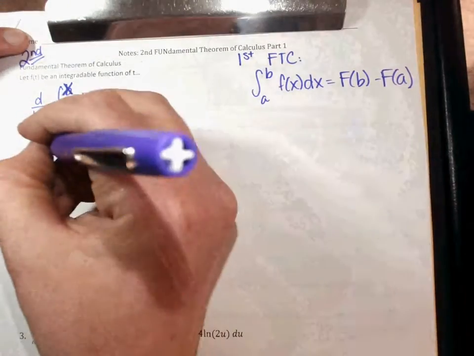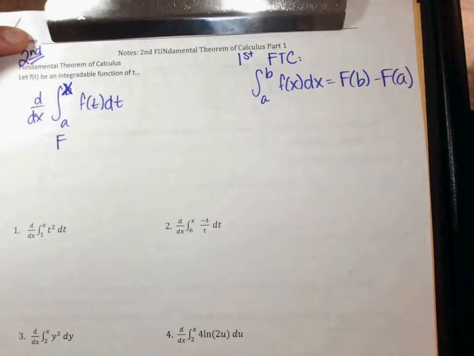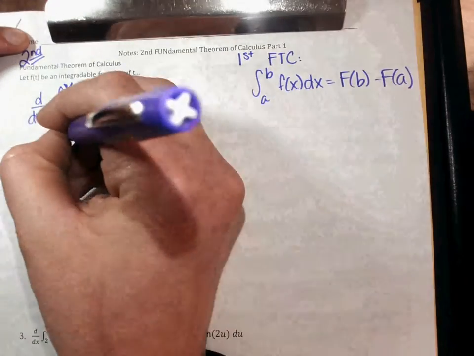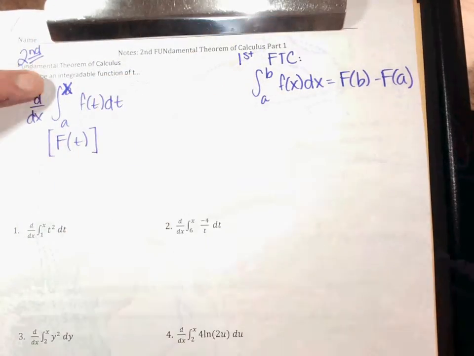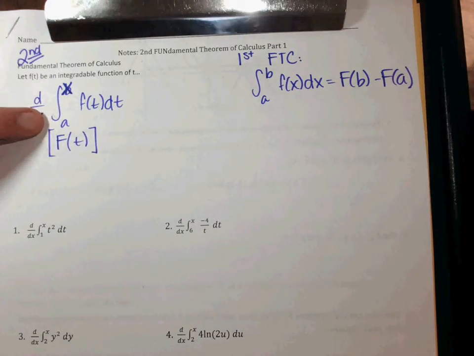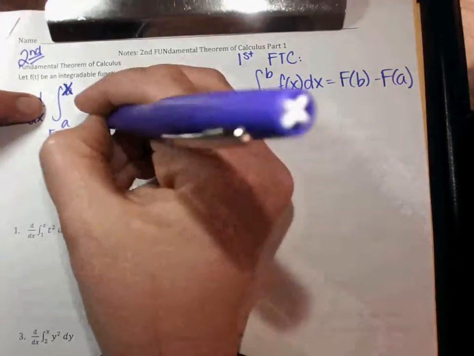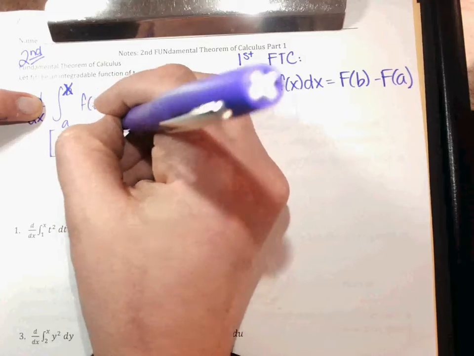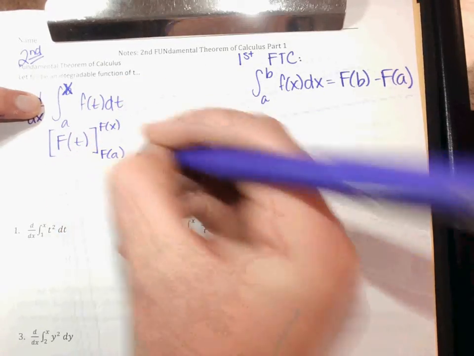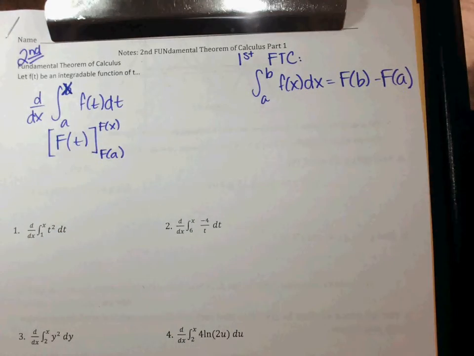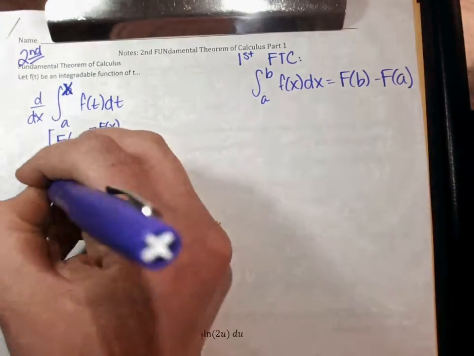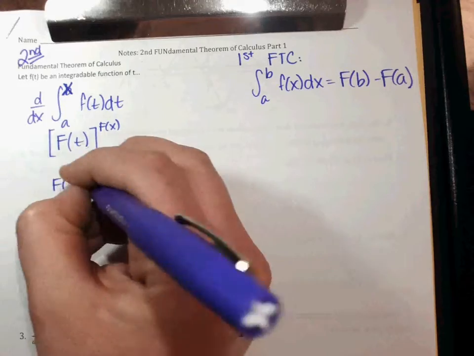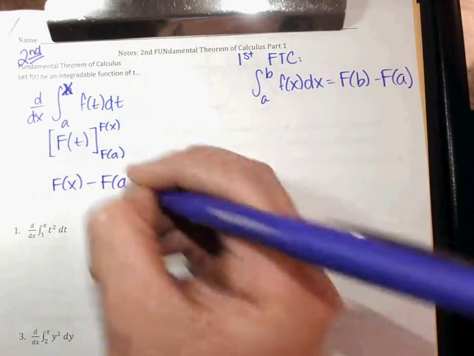Of little f, we said? Capital F. And then it would be capital F of t. And then what would I do with my endpoints? Plug them in, good. So I would plug in capital F of x, capital F of a. Then what would I do with those two things once I plug them in? Remember your little rule, subtract. So it would be capital F of x minus capital F of a.